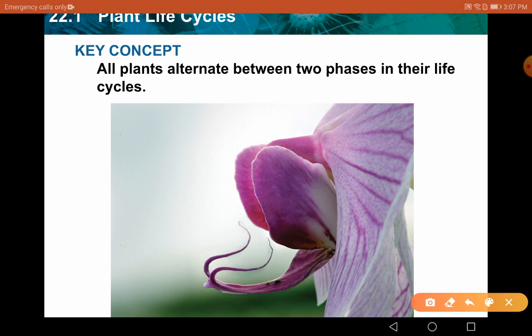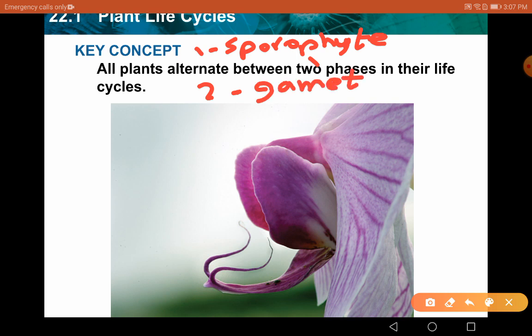The two phases are: number one, a phase called sporophyte. Sorry for the handwriting, we are trying to do our best. And the second phase is called gametophyte. So these are the two phases that all plants alternate between during their life cycles. Okay?